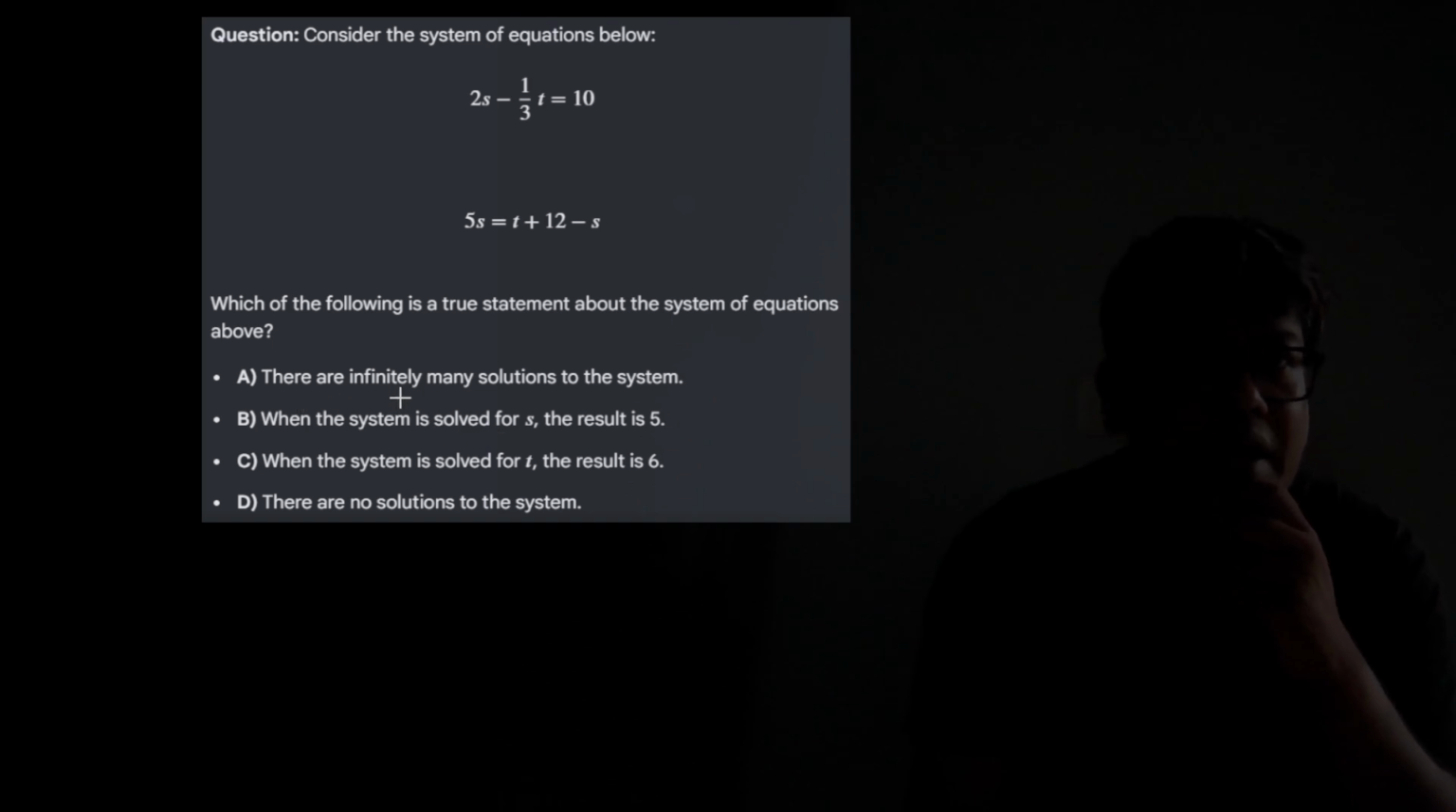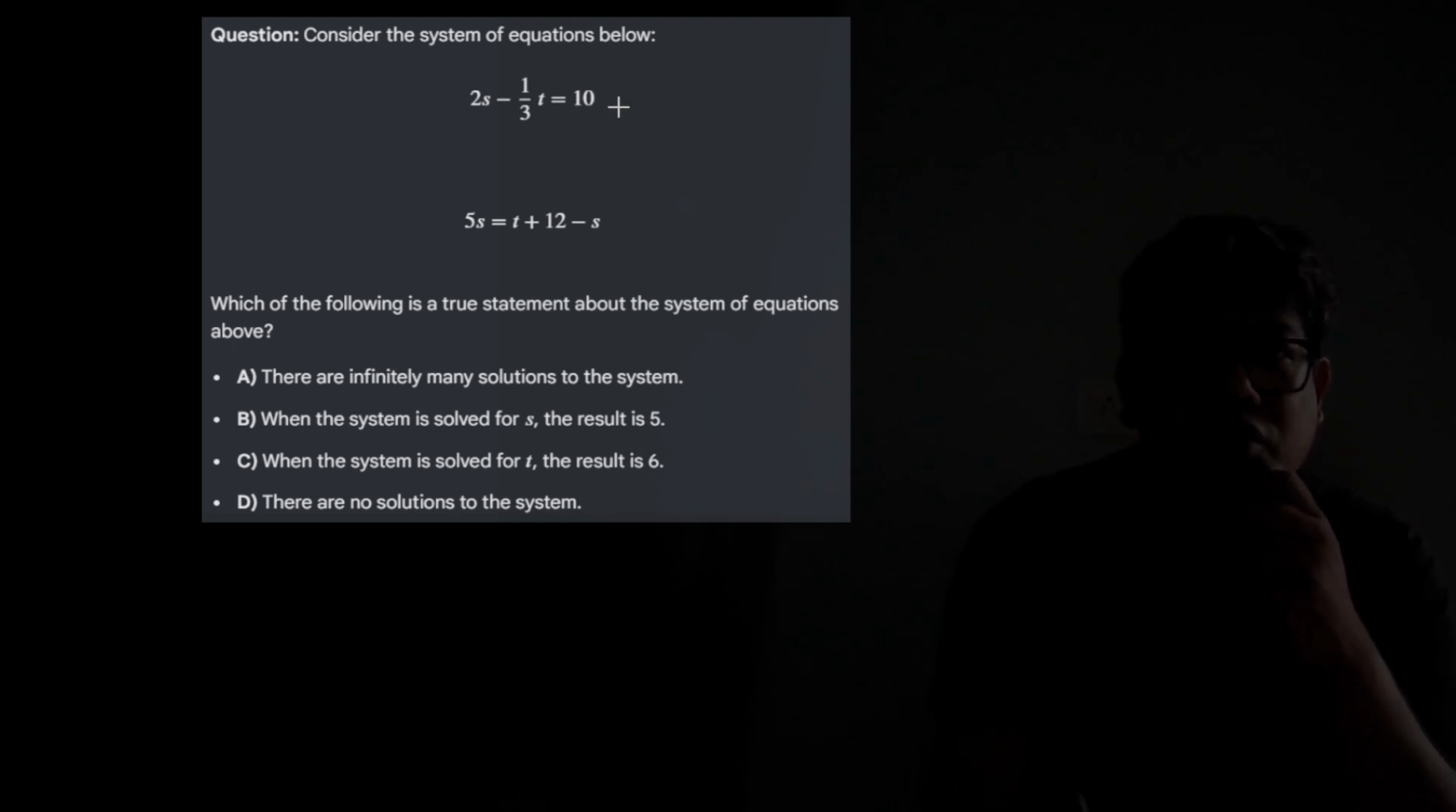A. There are infinitely many solutions to the system. B. When the system is solved for s, the result is 5. C. When the system is solved for t, the result is 6. D. There are no solutions to the system. Let's see how we can solve this.